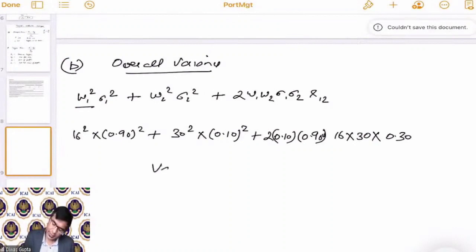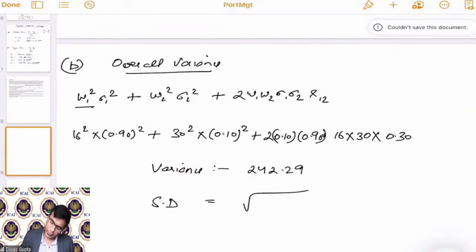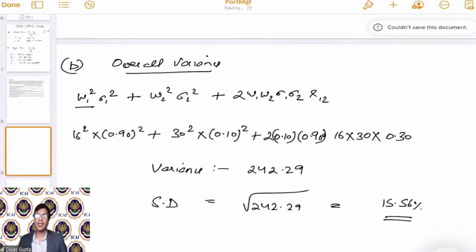So the variance comes out to be, if we solve this, 242.29, and hence the standard deviation is the square root of 242.29, which is equal to 15.56 percent. So this is what the overall standard deviation, or the overall portfolio risk, is.